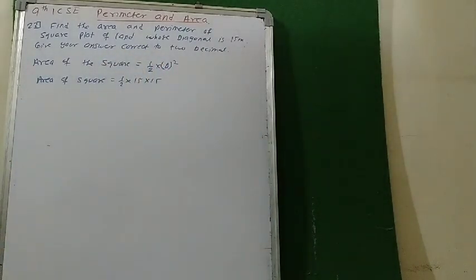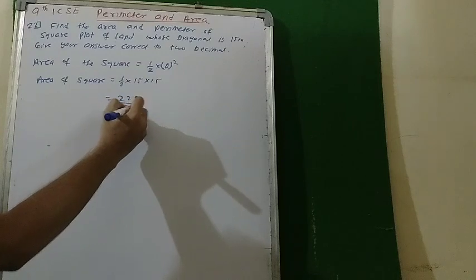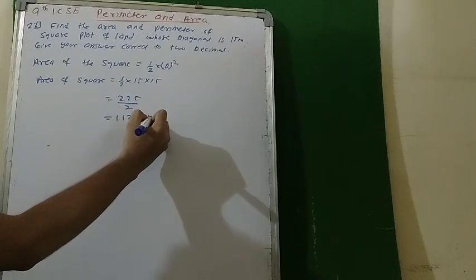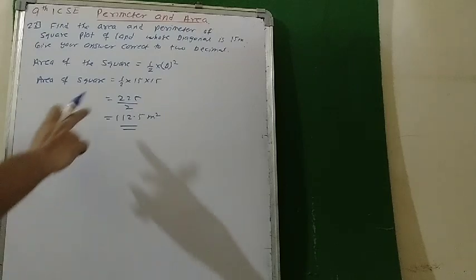So half into 15 into 15, 15 times 15 is 225, divided by 2, which is 112.5 meter square. So 112.5 meter square is the area of the square. Okay, so I can write this down.